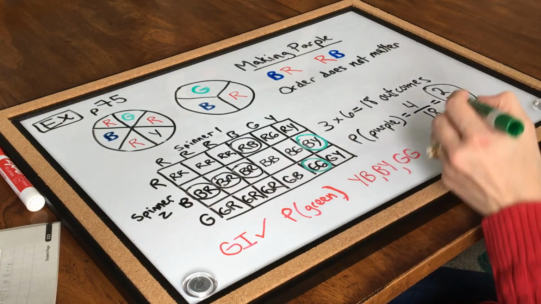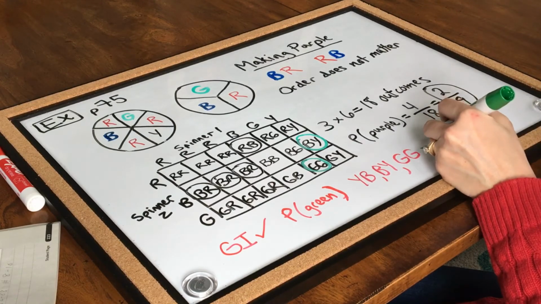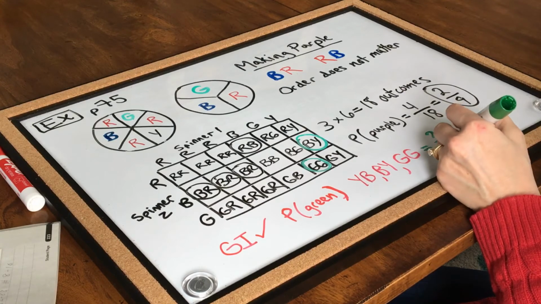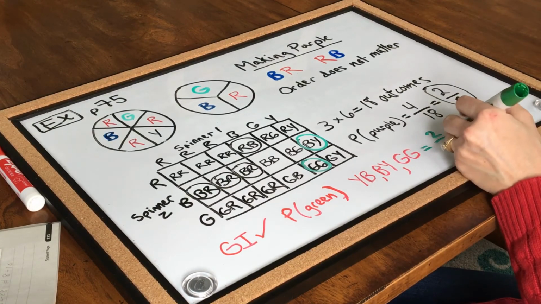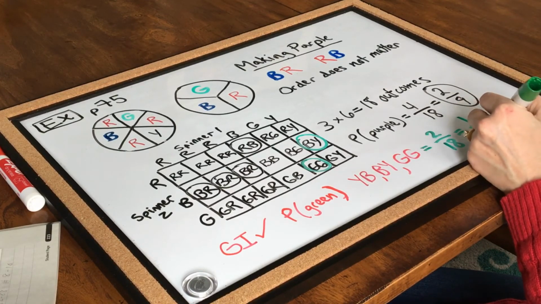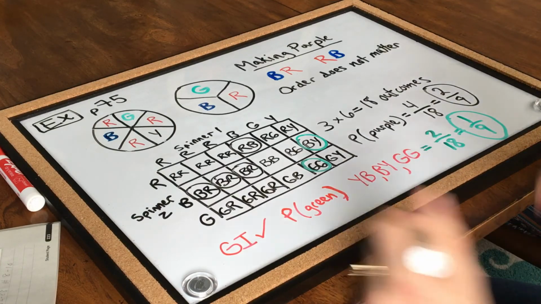So in that case, my probability of green is going to equal the number of favorable, so there are 2 favorable ways, out of the total, which we said was 18. So again, I can reduce that fraction. It's divisible by 2. That would be 1/9. So my probability of making green is 1/9.